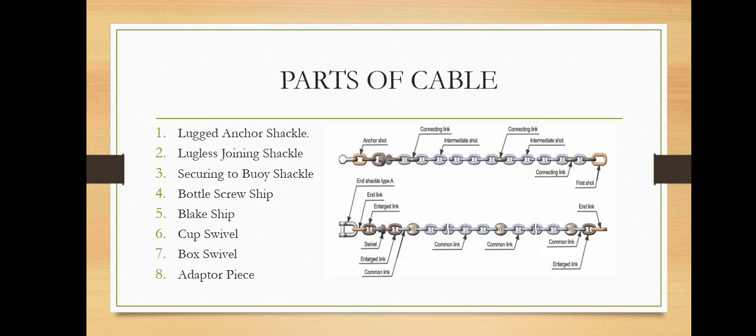So, in the parts of the cable, we have different parts, naming them: first, lugged anchor shackle; second, lugless joining shackle; third, securing to buoy shackle; fourth, bottle screw slip; fifth, Blake slip; sixth, cup swivel; seventh, box swivel; eighth, adapter piece.